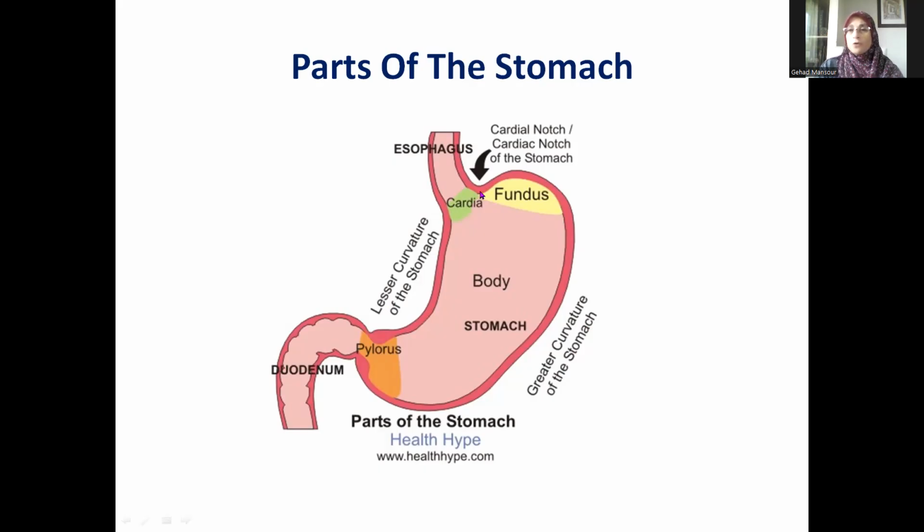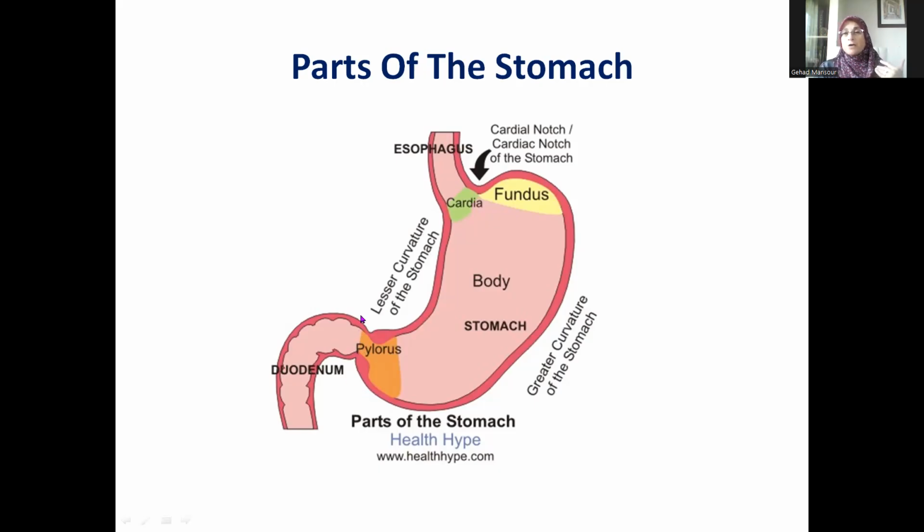So what's the role of the cardiac sphincter? When the muscles of the cardiac sphincter are relaxed, not contracted, they allow passage of food from the esophagus to the stomach. But when they contract, the sphincter constricts, and this prevents regurgitation of food into the esophagus. This is the cardiac sphincter.